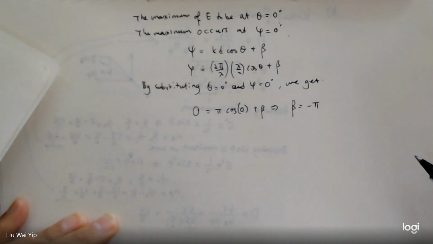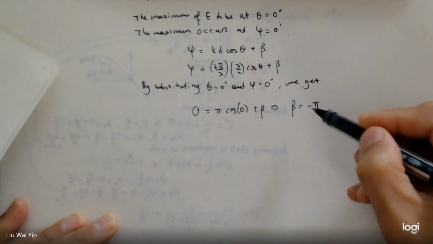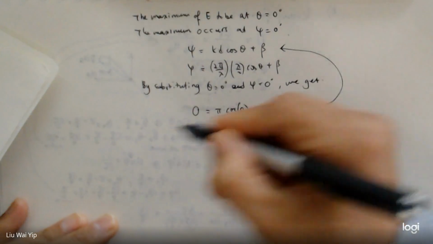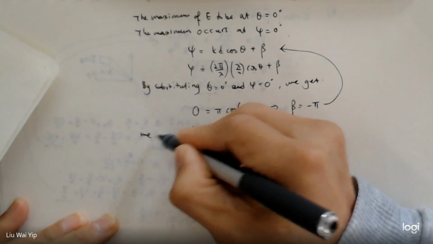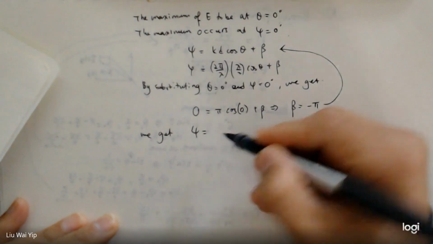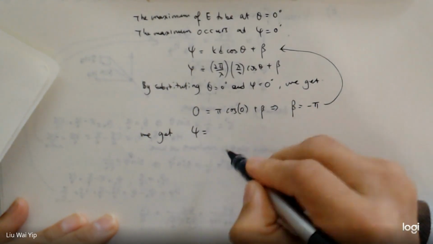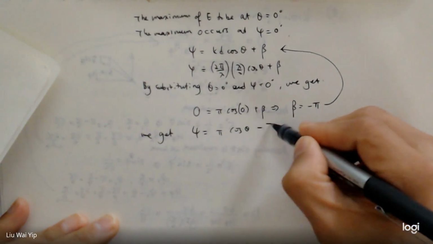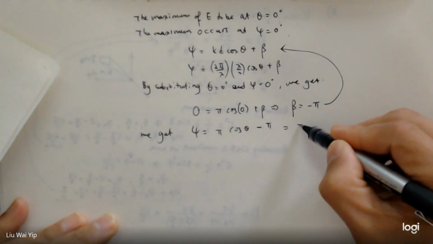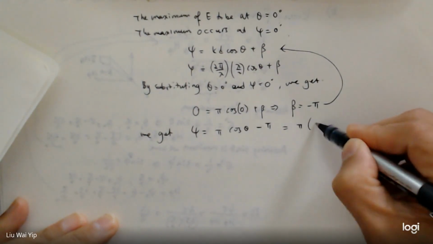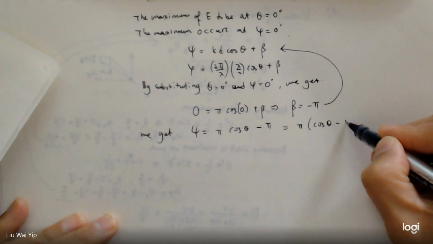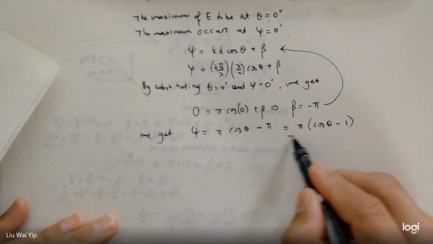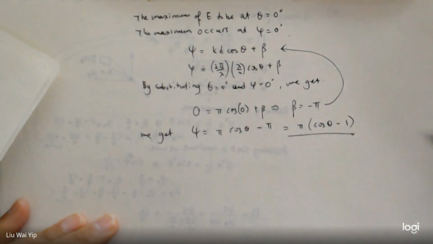Now, we are going to substitute this back into the original equation. And we know psi is going to be pi cosine theta minus pi. So this is exactly what is asked for in part B of the question. Okay, so we have proven that. So this is part B.